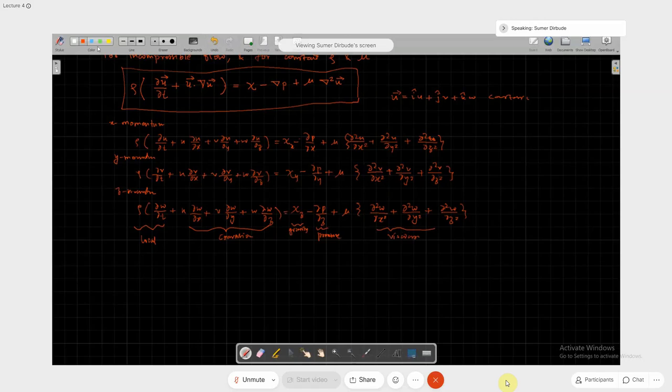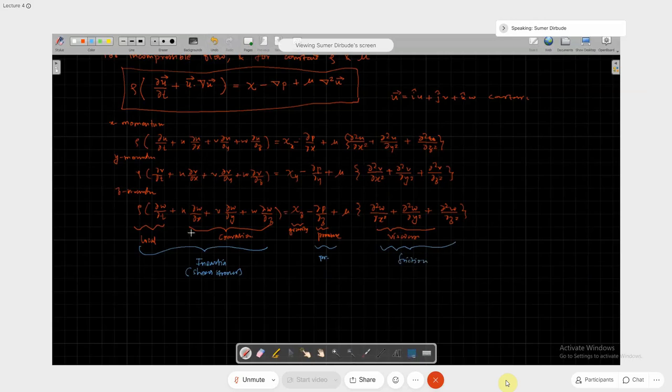Okay. So knowing the meaning of the terms, these terms give you inertia. This is what gives you the inertia, which are essentially giving you shear stresses. And this is the pressure. Now, you can again say that this is the friction term.